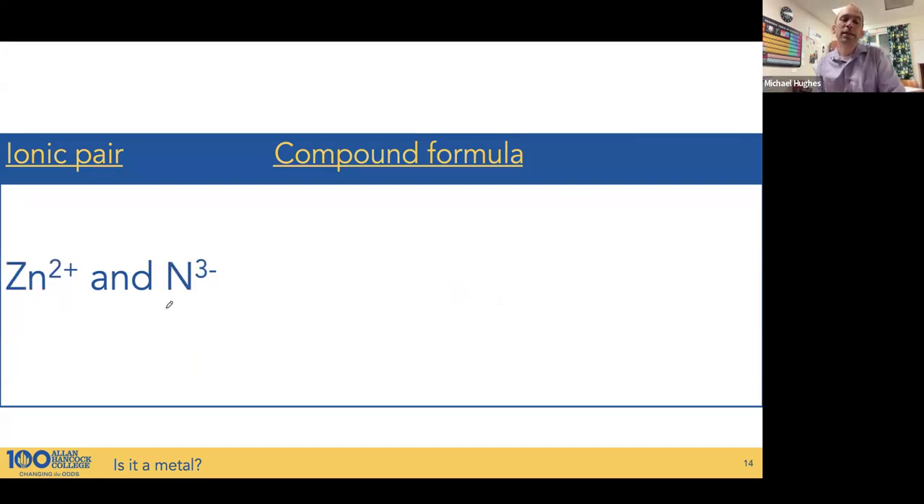Zinc 2+ and nitride 3-. So again, we have 2 and 3. The least common denominator will be 6. So we're going to end up needing a 6+ to cancel with a 6-. To achieve that, we can have 2 nitrides, each with a 3-, be 6- total, and we'll need 3 zincs that are 2+ each to be 6+ total. And therefore, our compound formula will be Zn3N2.